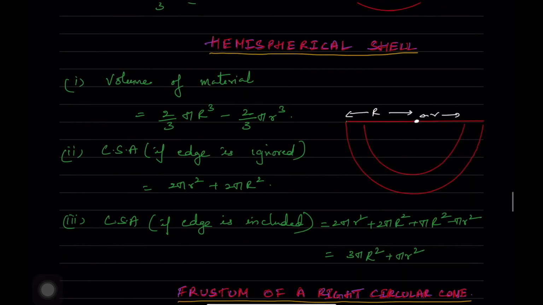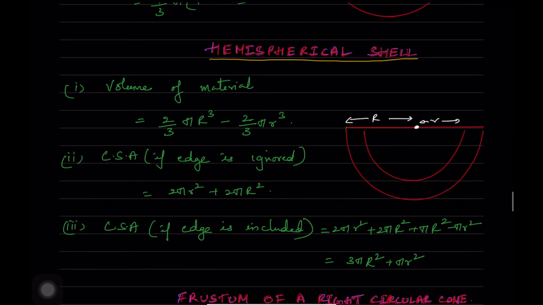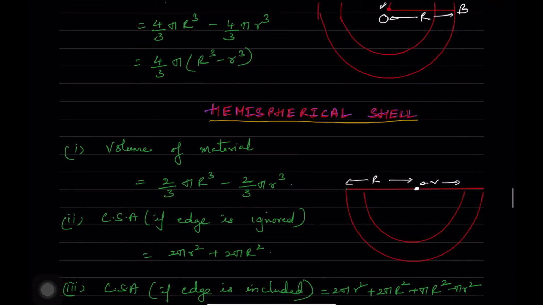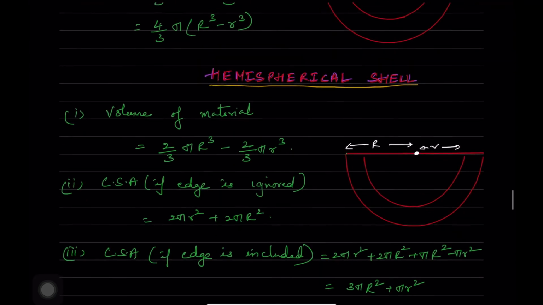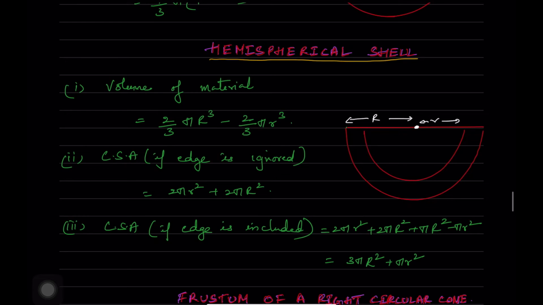Now what is a hemispherical shell? In the same way you have to take the volume of the material. We have taken it for a sphere, so in the same way we are taking it here for a hemisphere. It will become 2 by 3 pi into capital R cube minus small r cubed, or 2 by 3 pi capital R cube minus 2 by 3 pi small r cubed.